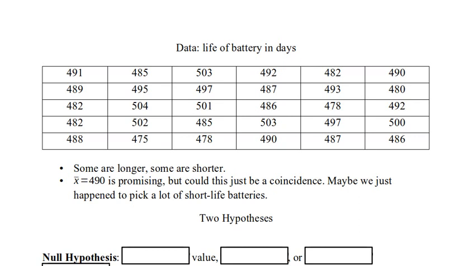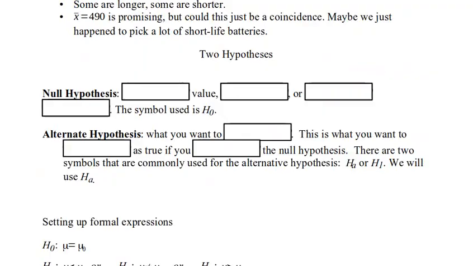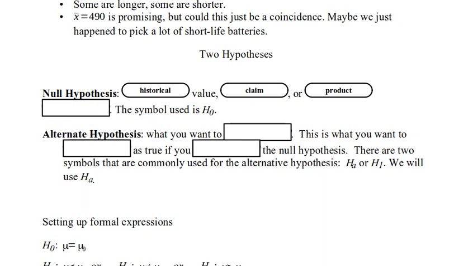Now remember, we're going to use the distribution of the sample means to determine whether this really would happen, what the probability of this happening, or something more extreme, if we assume the null hypothesis. So let's talk about those. There are two hypotheses. The null hypothesis is the historical value, the claim of the manufacturer, or the product specification. These are just a few examples, but they give you an idea that this is what we are making an alternative hypothesis against.